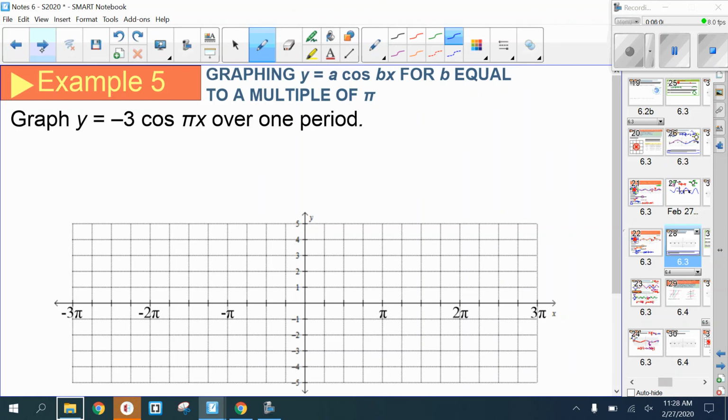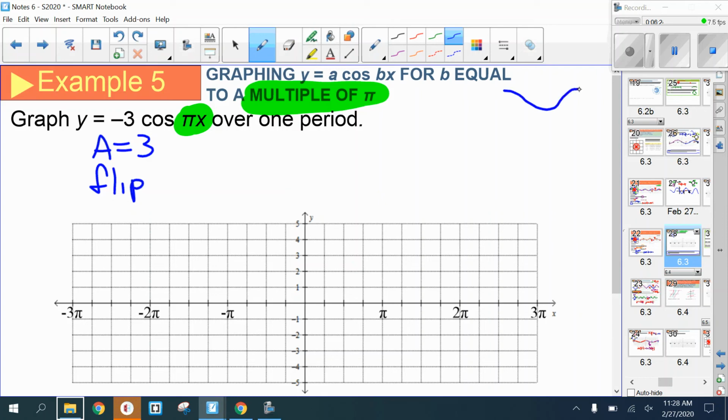The thing that's different about this is if you get a multiple of pi. Right here, when you've got that multiple of pi, sometimes that weirds people out. But we're graphing y equals -3 cosine pi x. Starts off the same. There's an amplitude of 3 with a flip. So a cosine graph kind of starts up high on its peak. If it's flipped, it's going to start in its valley.